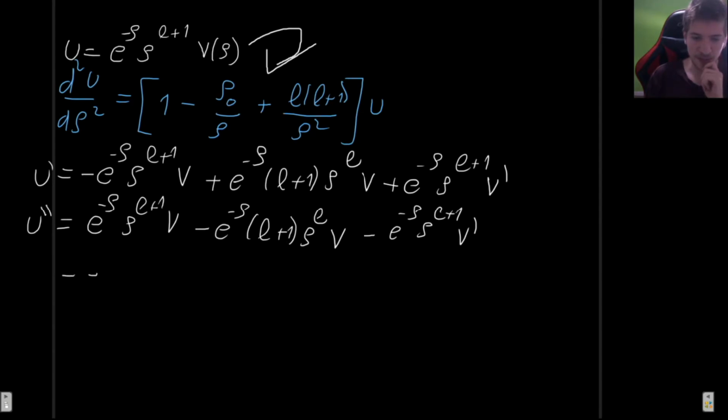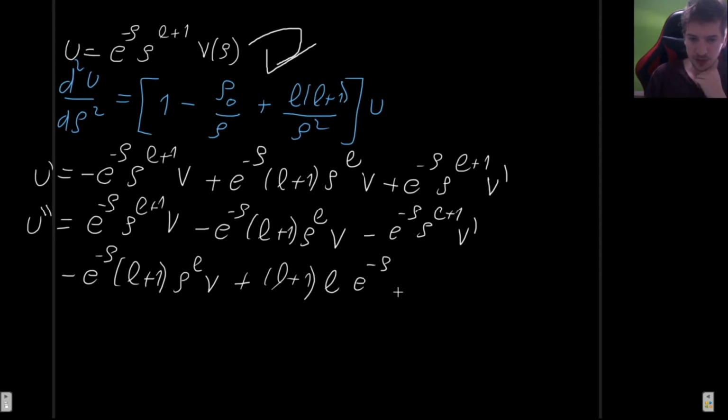So we get once again minus e to the minus rho, L plus 1 rho to the Lth times v. Time to derive this now. I'm going to put the L plus 1 in front. L plus 1 times L e to the minus rho to the L minus 1 times v. And the final part will be, let's see, L plus 1 e to the minus rho to the Lth v prime.